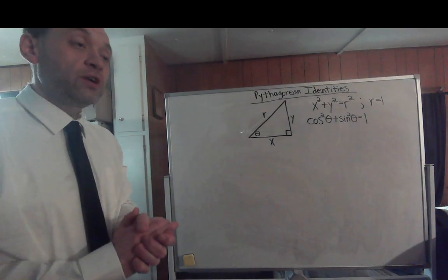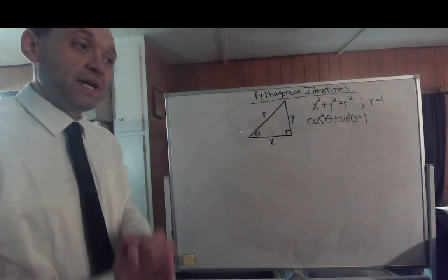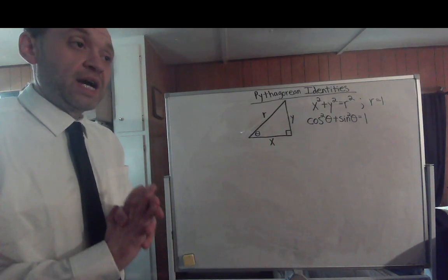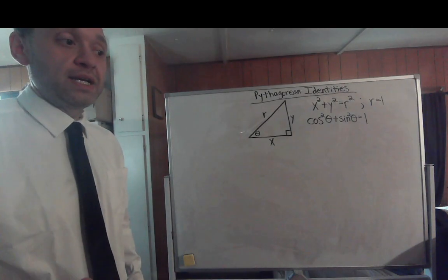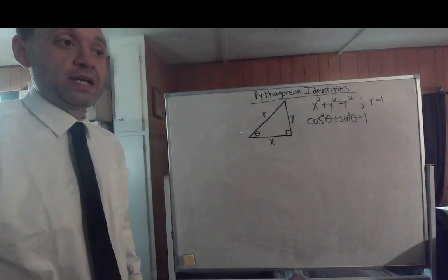So today we are going to do some very basic trigonometric identities. We are going to talk about what are called Pythagorean identities and then periodic identities.